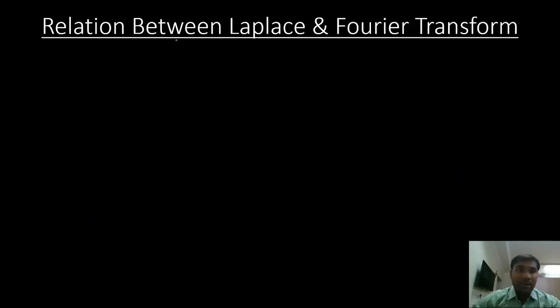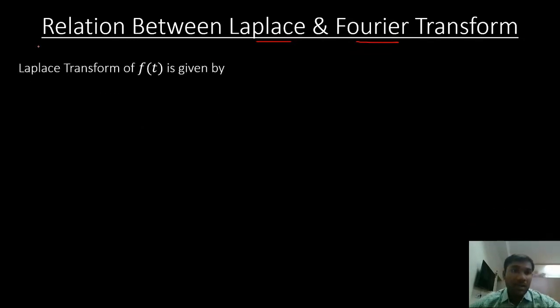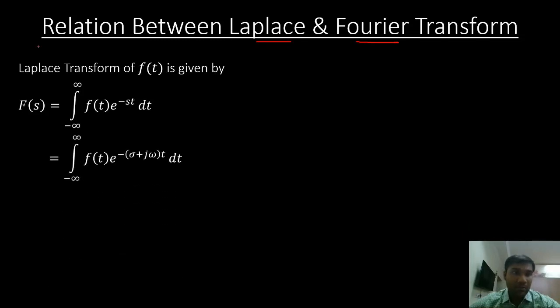So now we have been comparing Laplace transform with Fourier transform. So let us find the relation between the two transforms. How is Laplace transform related to Fourier transform? So let us first assume Laplace transform. What is the function definition of Laplace transform? It is F of s equals to integral minus infinity to plus infinity f of t e power minus st dt. Now, since s is a complex variable, in place of s I'm going to substitute sigma plus j omega.